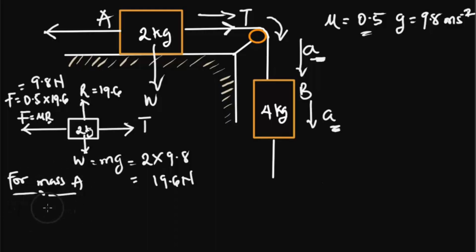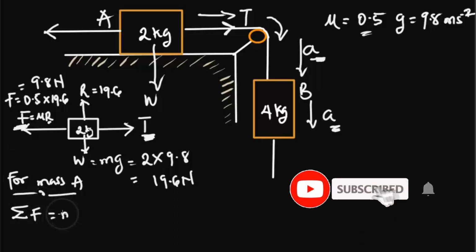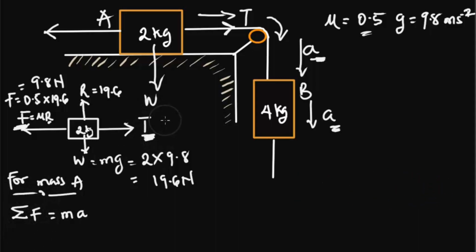From Newton's law, we know that force is mass times acceleration. But in this case, we have two forces: the tension in the string and the frictional force. So we can say that the net force, the summation of F, is mass times acceleration. So what is the net force? The net force is going to be the greater force minus the smaller force.